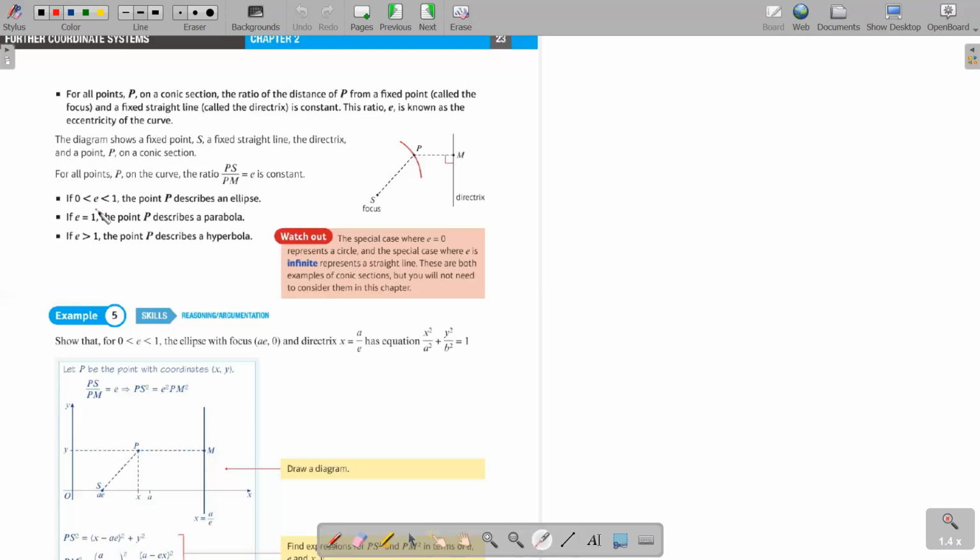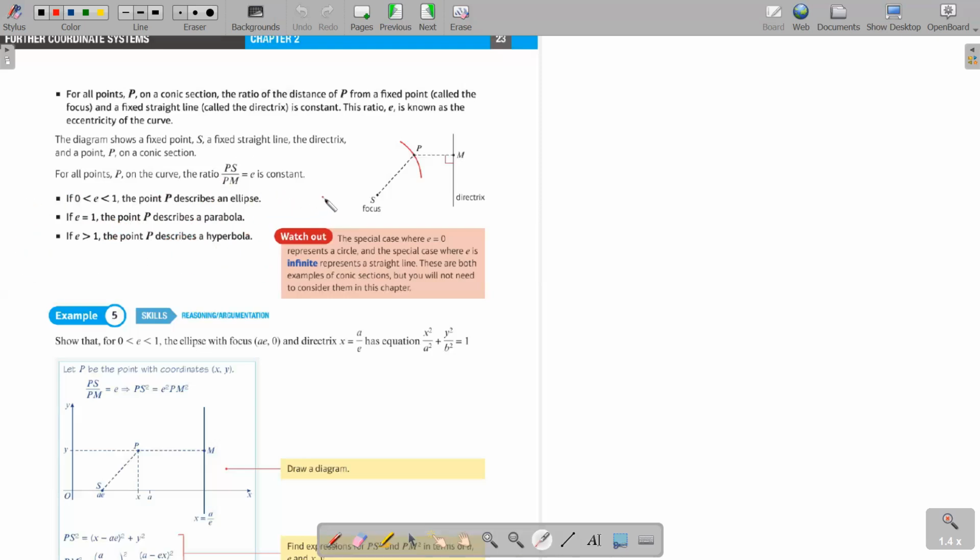Then they say here, for E values between 0 and 1, the point P describes an ellipse. If E equals 1, the point P describes a parabola. This is exactly what I was talking to you about a moment ago. When these two are equal, the ratio is 1, E is 1, then it describes a parabola. If E is bigger than 1, the point P describes a hyperbola. So these are the rules.